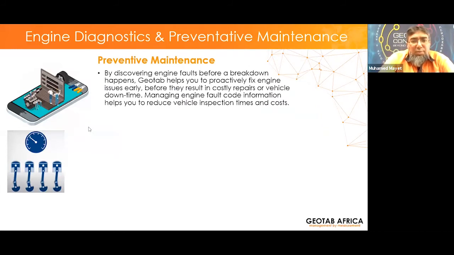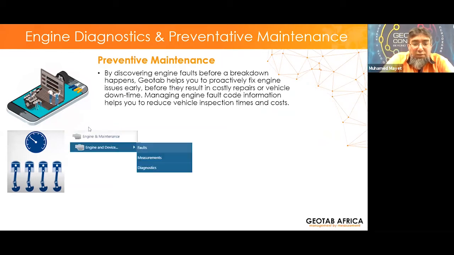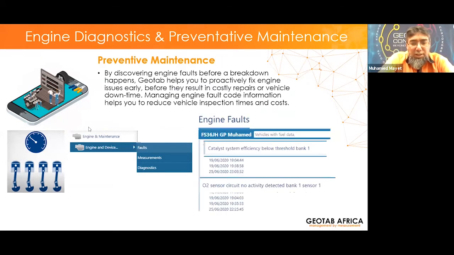Engine diagnostic and preventative maintenance. By discovering engine faults before breakdown happens, Geotab helps you to proactively fix engine issues early before they result in costly repairs and vehicle downtime. Thus, managing engine fault code information helps you to reduce vehicle inspection times and costs. In order to generate these reports in Geotab, you will select engine and maintenance, engine and device, and you will select faults. There you should generate on a daily basis all your fault codes, and this will assist you so that you can reduce any critical faults before the vehicle breaks down.